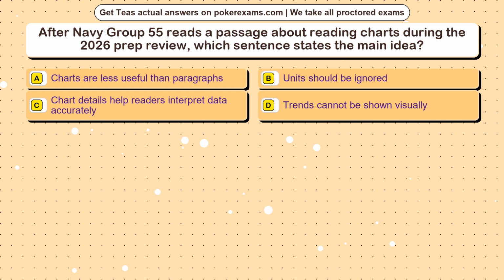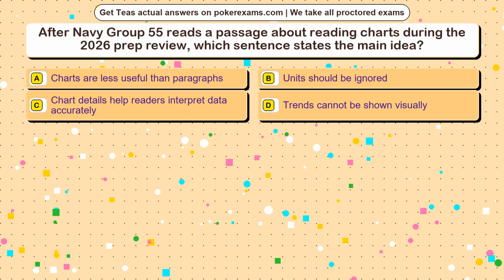Question 1. After Navy Group 55 reads a passage about reading charts during the 2026 prep review, which sentence states the main idea? Option A. Charts are less useful than paragraphs. Option B. Units should be ignored. Option C. Chart details help readers interpret data accurately. Option D. Trends cannot be shown visually.